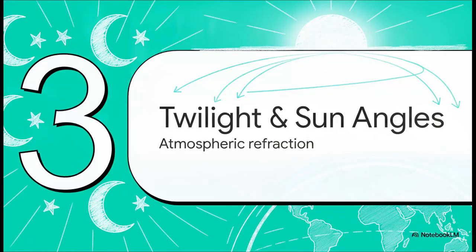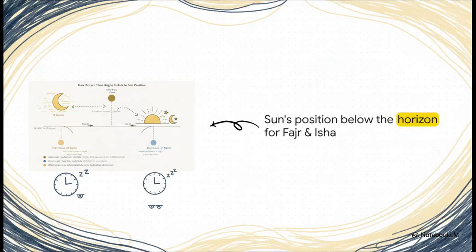Section 3. Twilight and sun angles. As our narrative moves into the evening, things get, well, incredibly atmospheric. The sunset prayer, Maghrib, actually accounts for atmospheric refraction. Basically, the Earth's atmosphere physically bends light, meaning apps wait until the sun is mathematically 0.833 degrees below the horizon just to be absolutely sure it has truly vanished from sight.